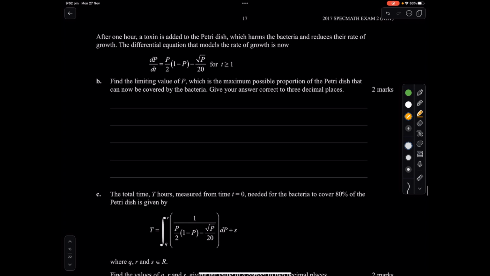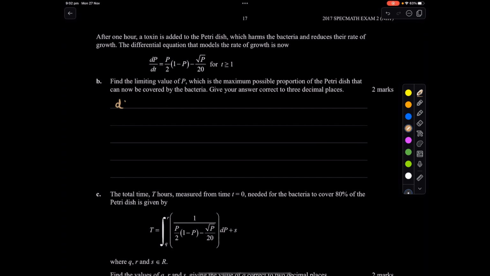Next question. After 1 hour, a toxin is added to the petri dish, which harms the bacteria and reduces their rate of growth. The differential equation that models the rate of growth is now this. So this is still the normal growth, but then we subtract this rate from the bacteria, with t greater than or equal to 1. Find the limiting value of p, which is the maximum possible proportion of the petri dish that can be covered by bacteria. That's easy because we have dp on dt, and we just want to let it equal 0.